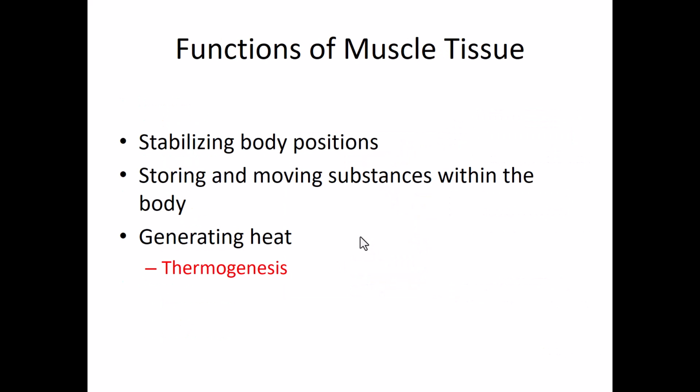The muscle has several functions. It stabilizes body positions, stores and moves things within the body. We can think about that with smooth muscle. Thermogenesis means that as muscles make ATP, they generate heat as a byproduct to keep our body temperature warm.